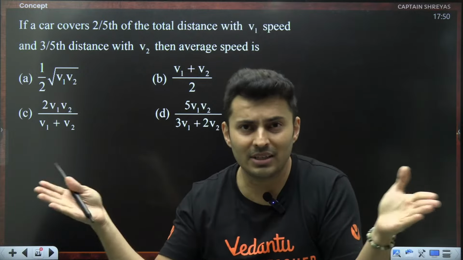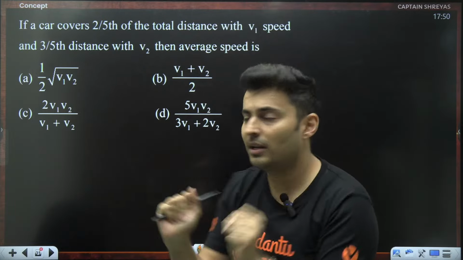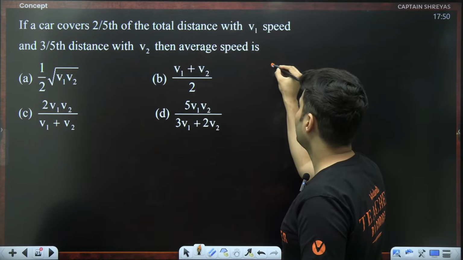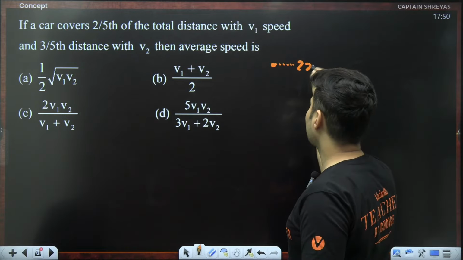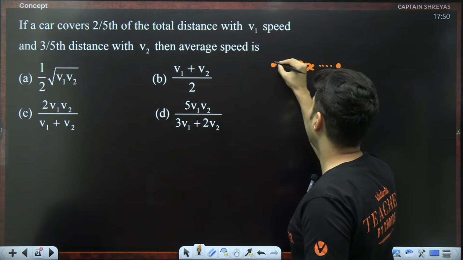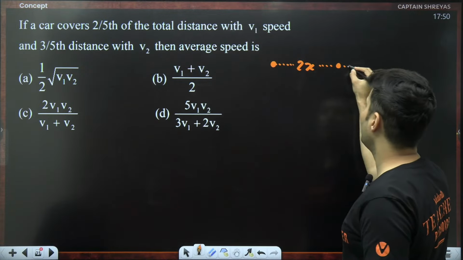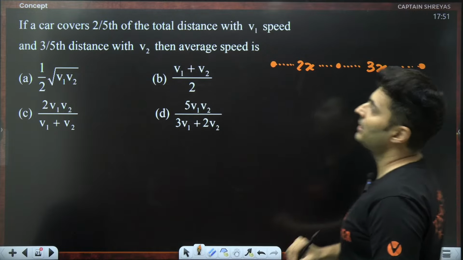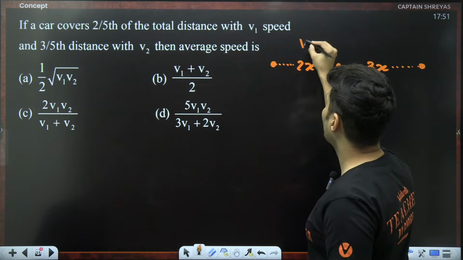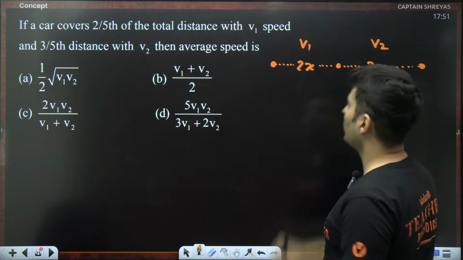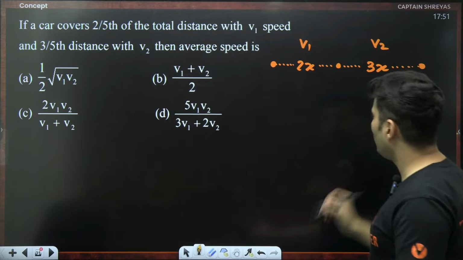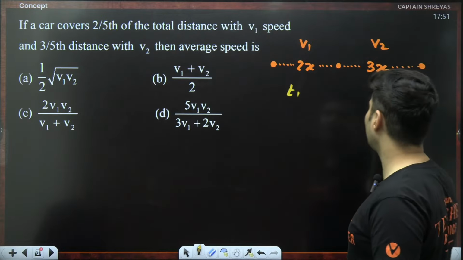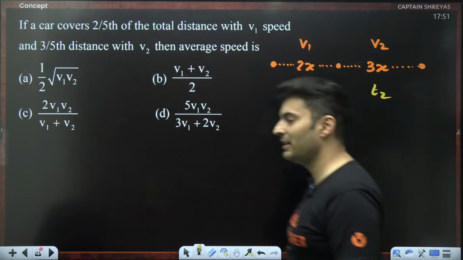So you take something, divide it equally into 5. You take 2 parts out of it. That means 2x, you can call it. Again, x comes, guys. And then the remaining part will be 3x. This is how you can visualize it. This much part you're traveling with V1, this much part you're traveling with V2. Times are obviously different. So this is T1, this is T2, distance is different, speed is different.